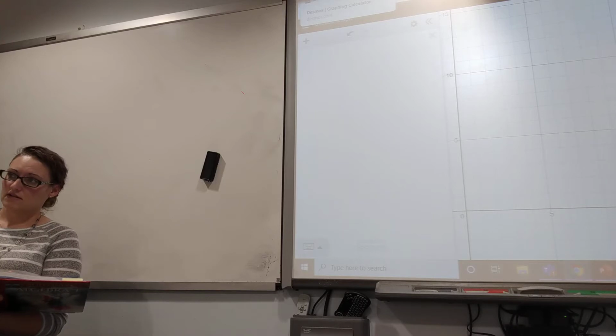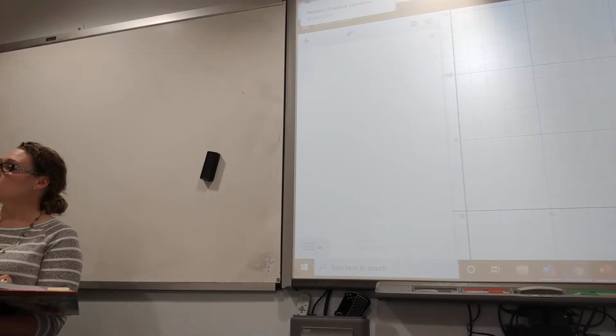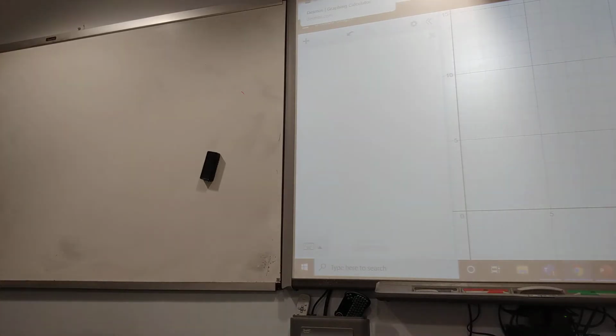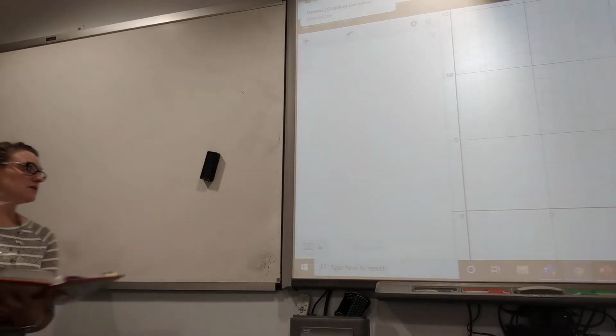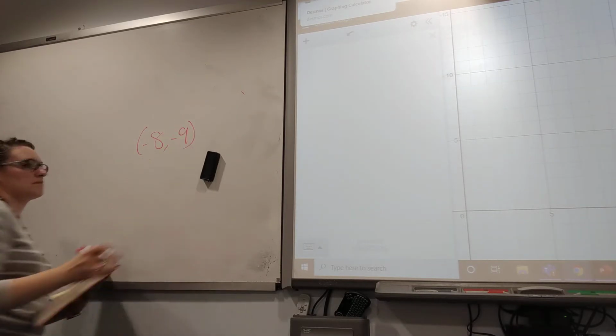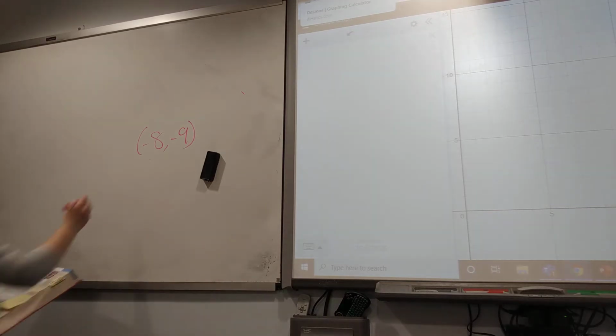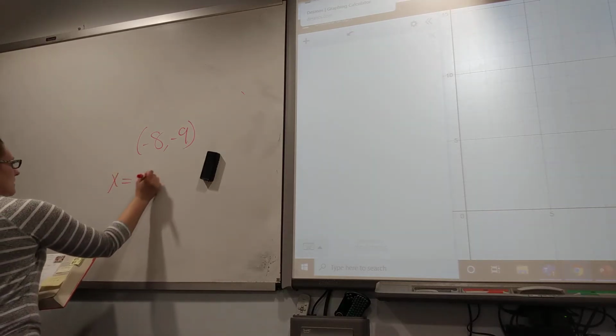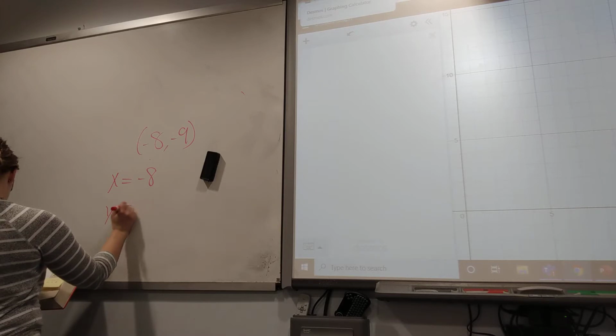So should we do 5 or so? Do you want to do B? Okay, so on the guided practice on the bottom, you'll see number 3. So you see this, right? Yeah. So if you're going to put it in line form, you have x equals -8, y equals -9.